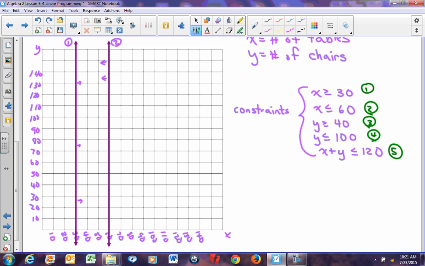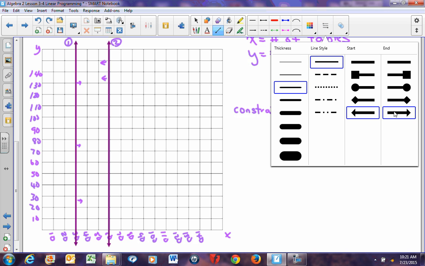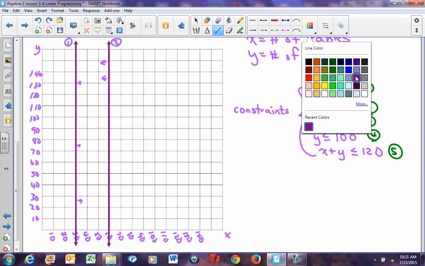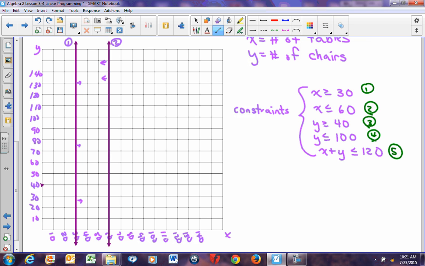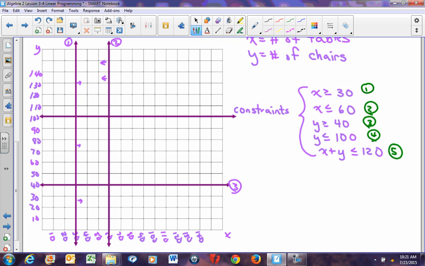And then y is greater than or equal to 40. Greater than or equal to 40 is here, but less than or equal to 100 is here. So those two equations, that's 3, this is 4. So this one's going this way, this one's going that way. So far we have a rectangular region.